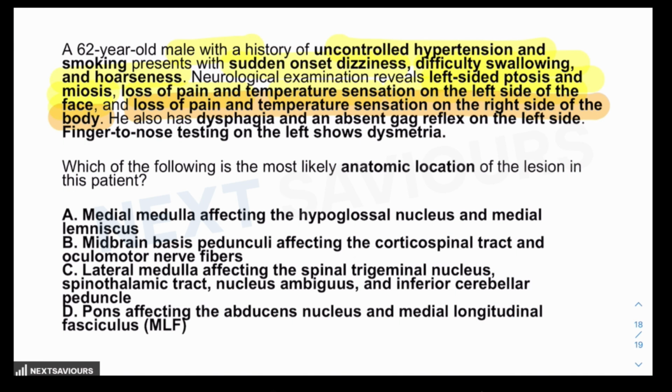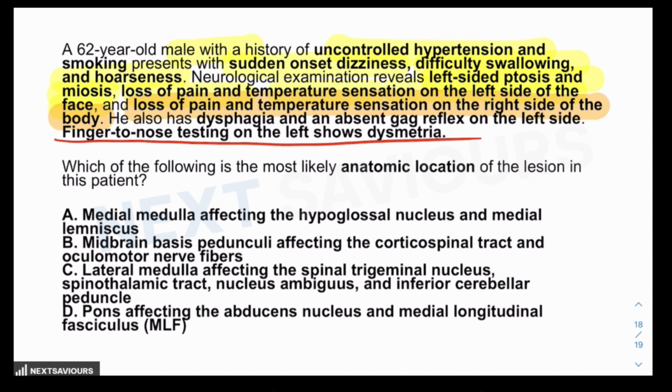So if we stop here, we find that the patient is presenting with crossed sensory deficits, because there is an ipsilateral loss of pain and temperature on the face because of the involvement of the cranial nerve fifth, and the contralateral loss of pain and temperature on the body because of the involvement of the spinothalamic tract. Another finding provided is the ipsilateral Horner syndrome, dysphagia and hoarseness, which is because of the involvement of the cranial nerve ninth and 10th, and ipsilateral cerebellar ataxia, which is evident as finger to nose testing on the left side shows dysmetria.